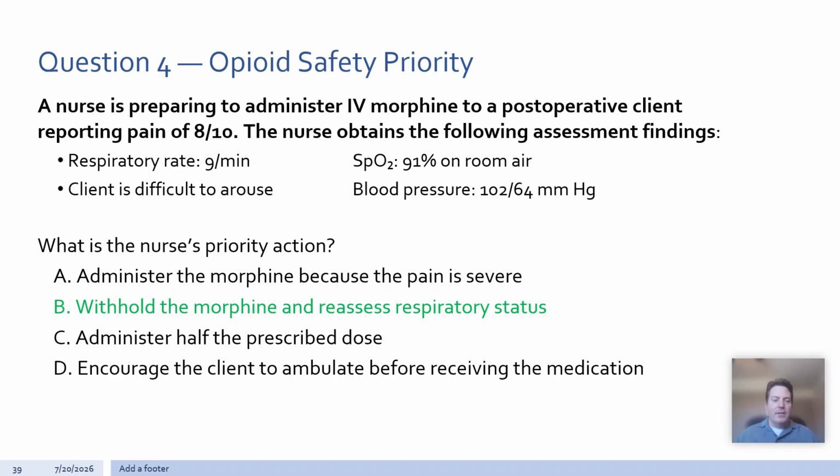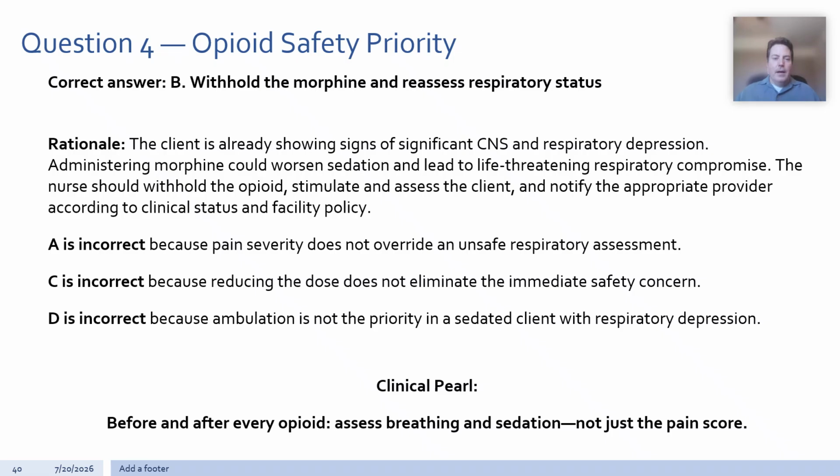Yeah, the right answer is withhold the morphine and assess the respiratory status. The patient's already showing signs of significant central nervous system involvement and respiratory depression. So avoid administering the morphine because it could worsen that sedation and you could cause a life-threatening respiratory compromise.